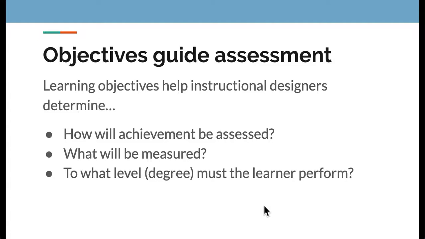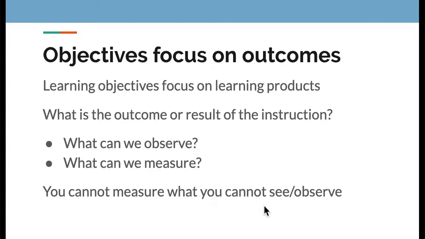You will then know better how to get them to achieve that particular goal, and to what degree you want them to do it. The objectives always focus on the outcomes. The outcomes need to be something that's measurable, that you can observe, that shows the result of their learning. Very plainly, you cannot measure what you cannot see or observe.